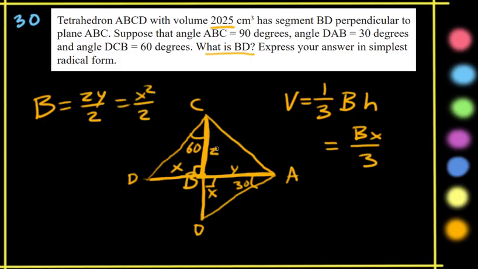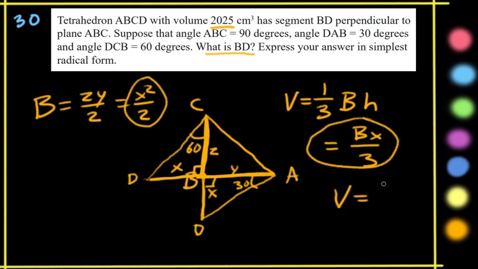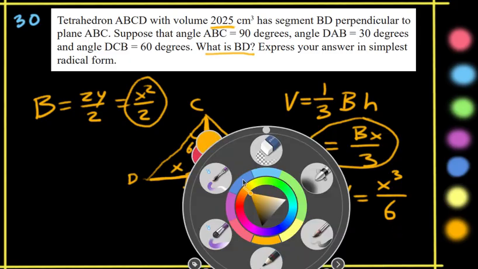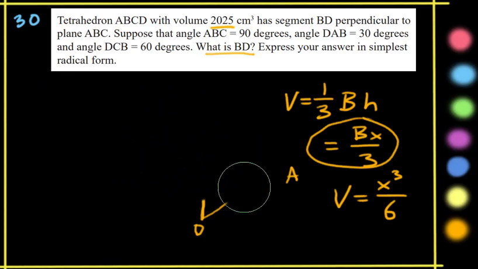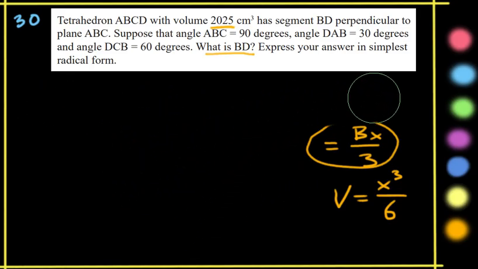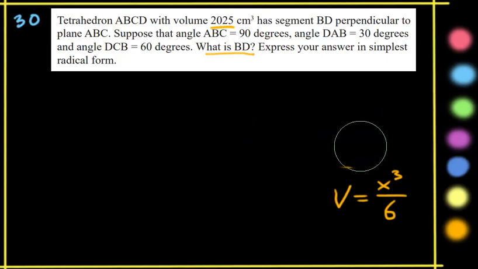You could do it by putting the root 3's over 2's in there, but it would just cancel out, and you would just get x squared over 2. So now we plug this in for the base into here, and we get the volume is equal to x cubed divided by 6. All right, now we know what the volume is. So let's make some room. I think we don't need the figures anymore. We can just do the math. Okay. We don't even need this anymore. We know the volume is x cubed over 6.